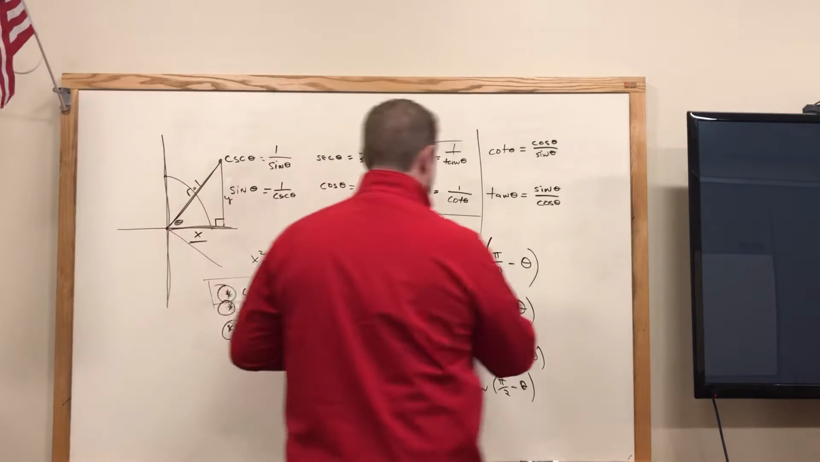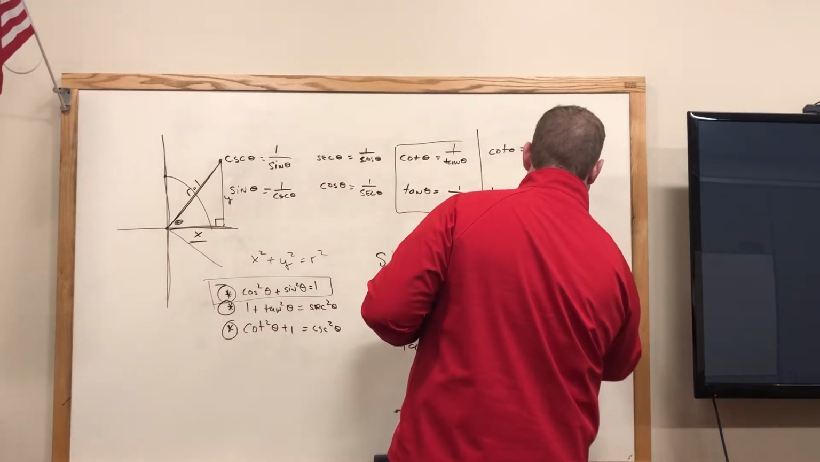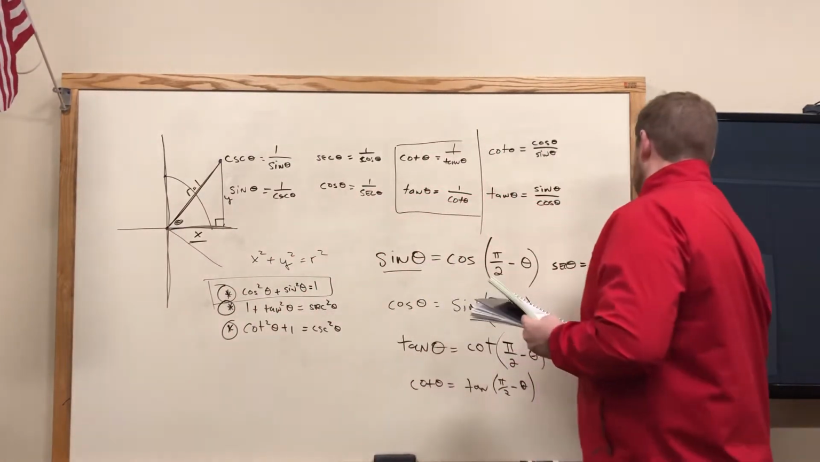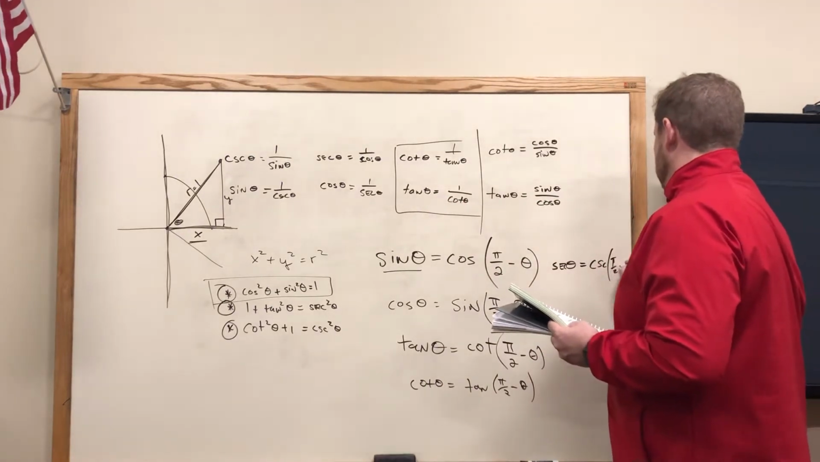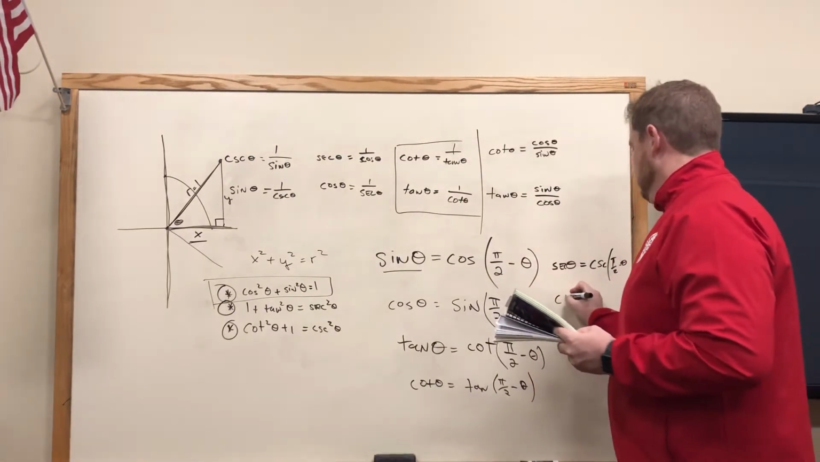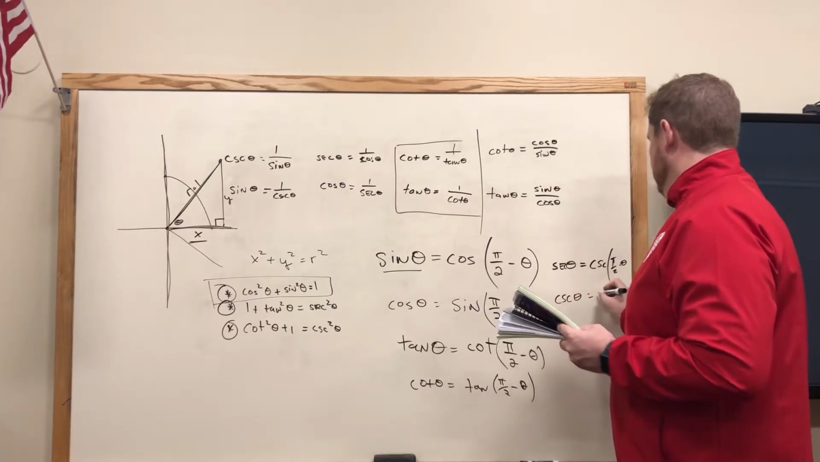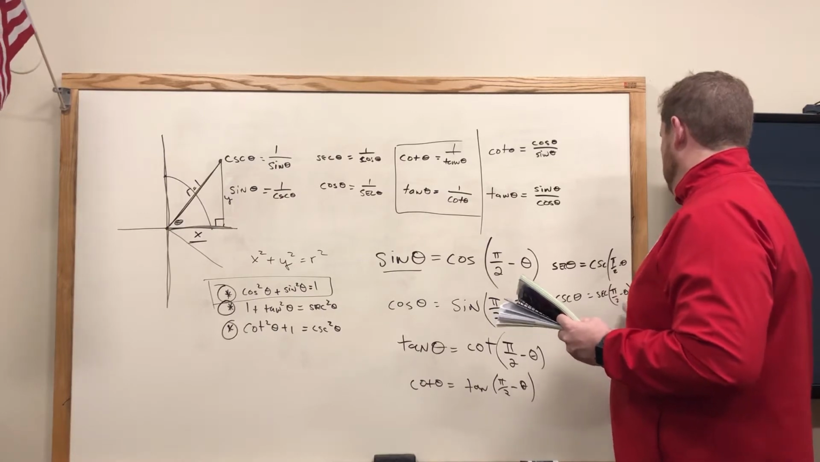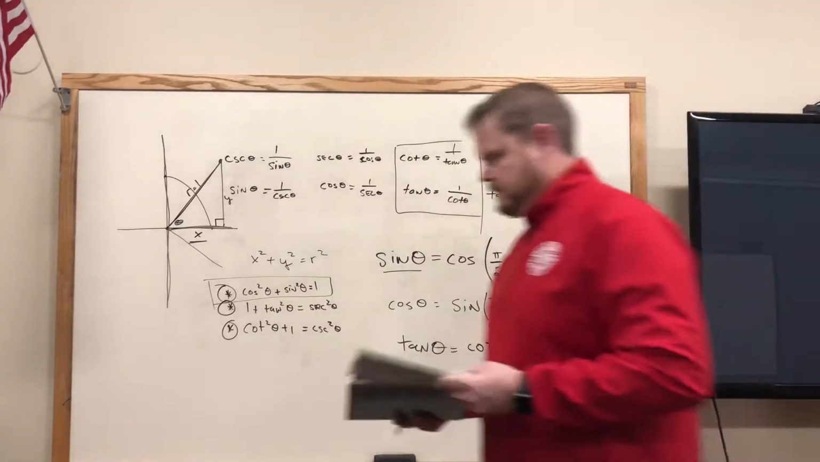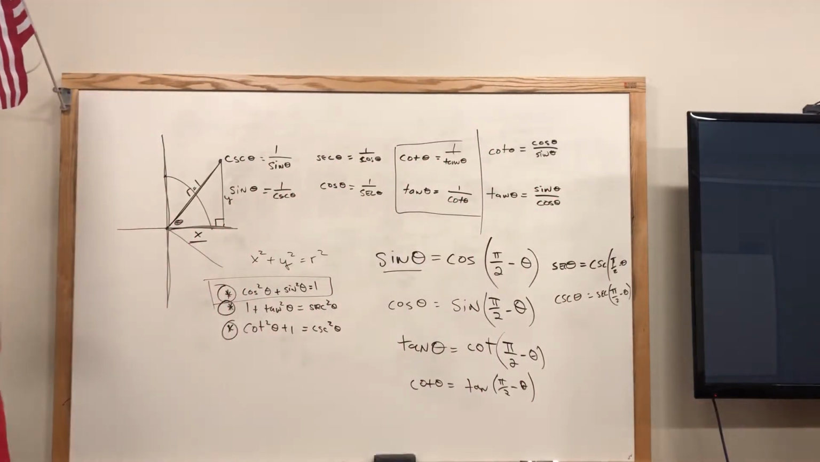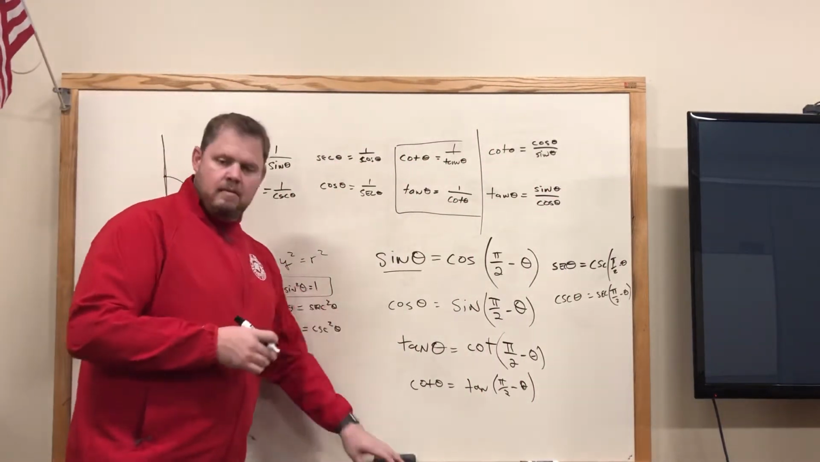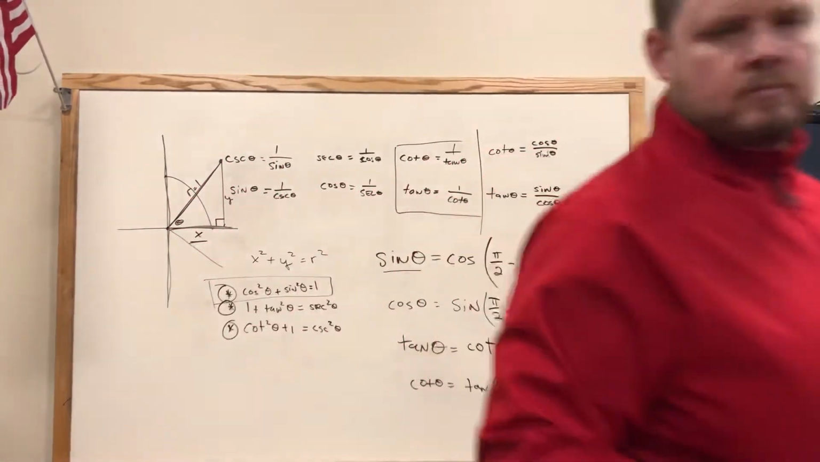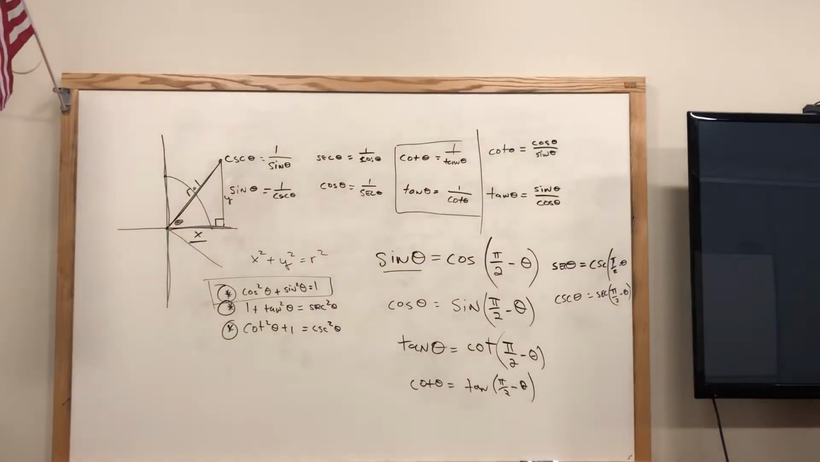The other thing you need to make sure of is secant theta is going to be cosecant of pi over 2 minus theta, and cosecant theta is going to be secant of pi over 2 minus theta. Okay, so those are how you would work the system. Now let's go through a couple problems, making sure we're all on the same page here. All right, so here we go.